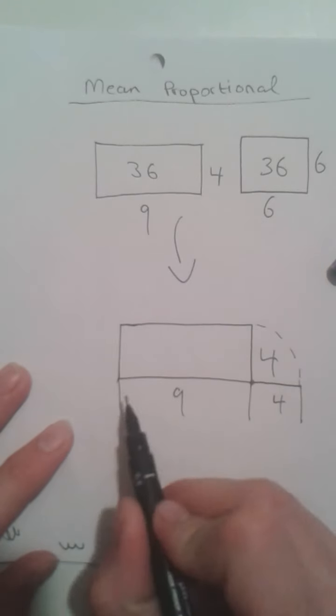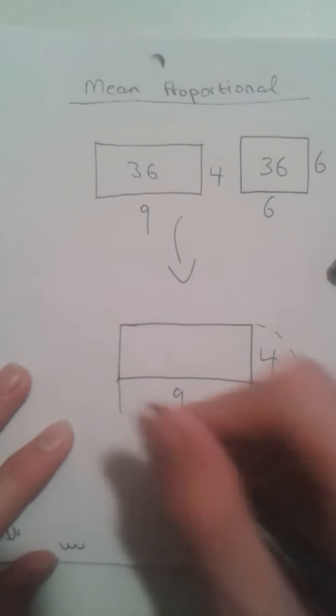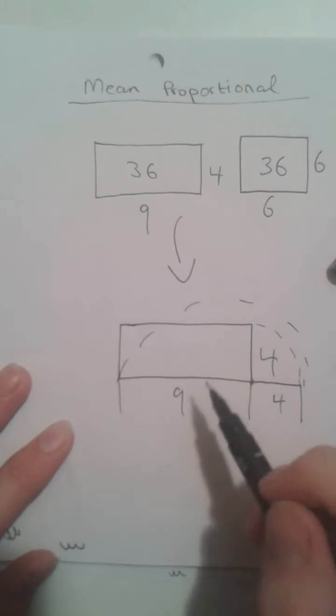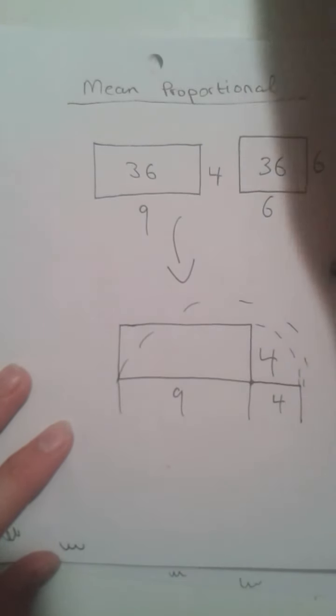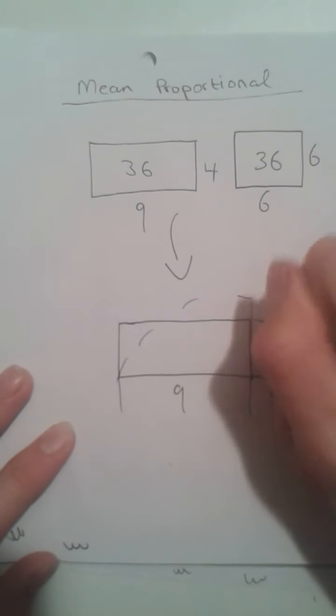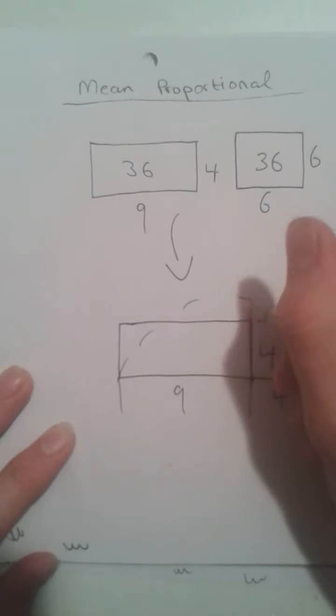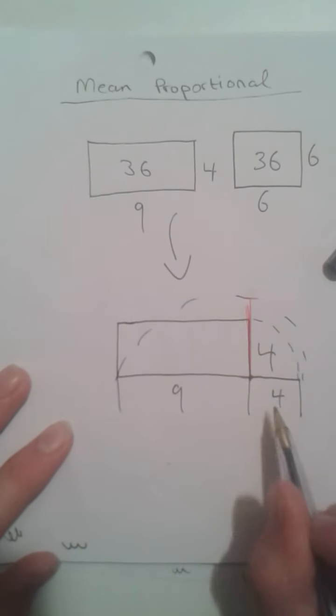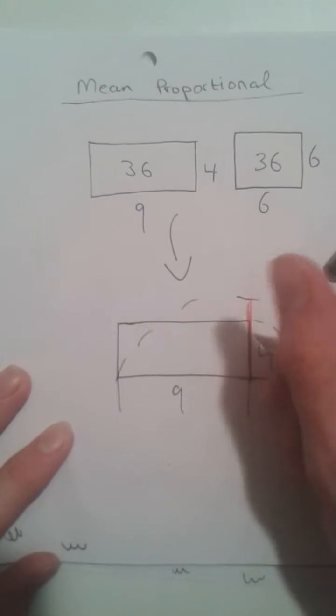And if we were to divide this line, 9 and 4, into 2, we would get a semicircle like that, and you would extend up this line. And this line here represents the mean proportional of line 9 and 4. And we know that this line is equal to 6.